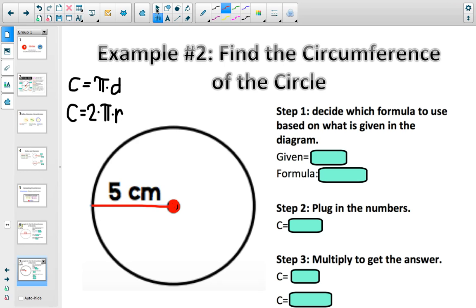Now, is this the radius or the diameter? If it's going from the center to the edge, that is the radius. So we're given the radius. Now we need to decide which formula to use. So we're given the radius, we're given r, so we're going to use the second formula. C equals 2 times pi times r.